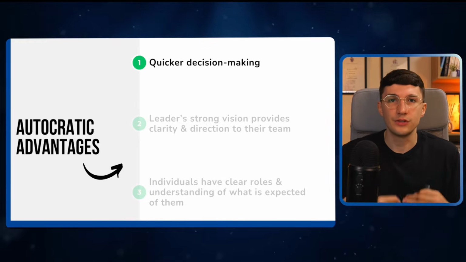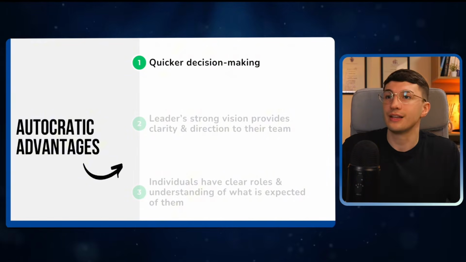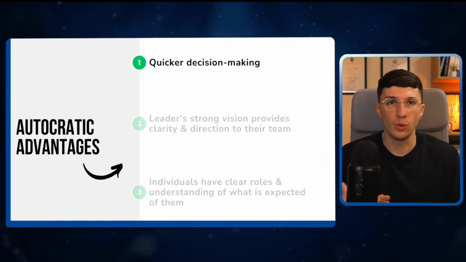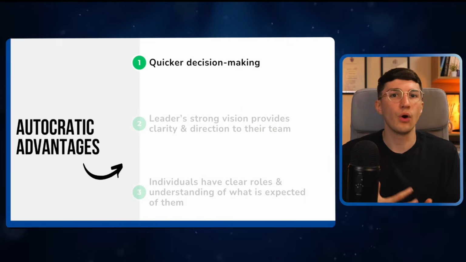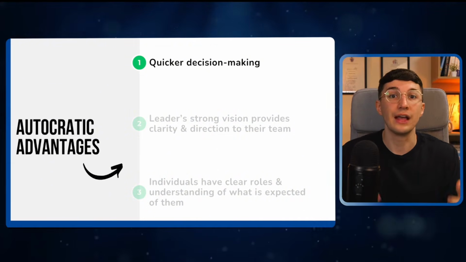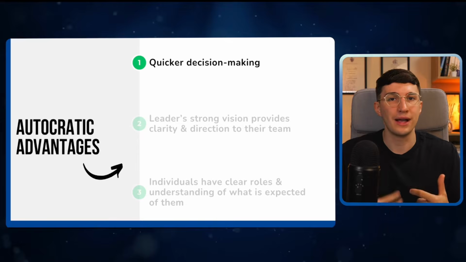The main advantage of an autocratic leadership style is that it can lead to quicker decision making because you're not consulting your subordinates or your employees about what they think the decision should be. You're not delegating that authority either. It's just that one individual who makes that decision.